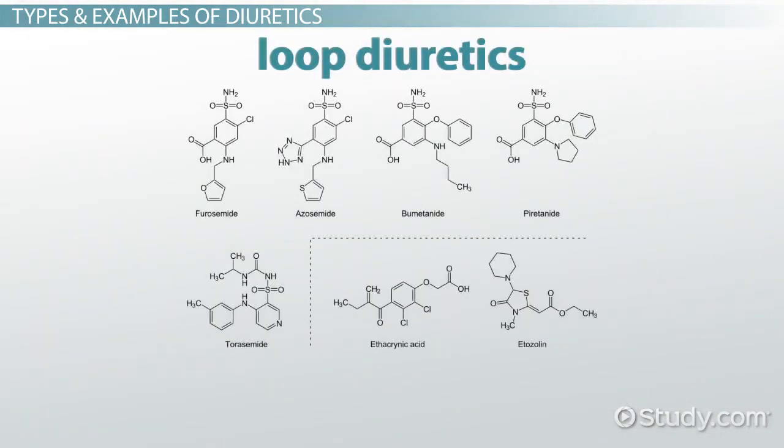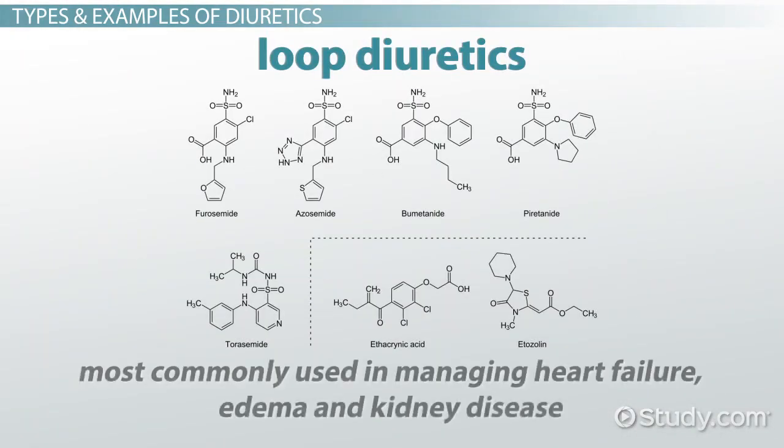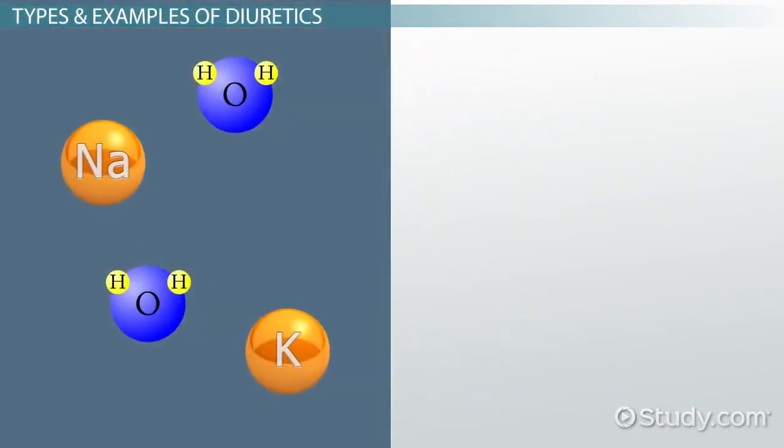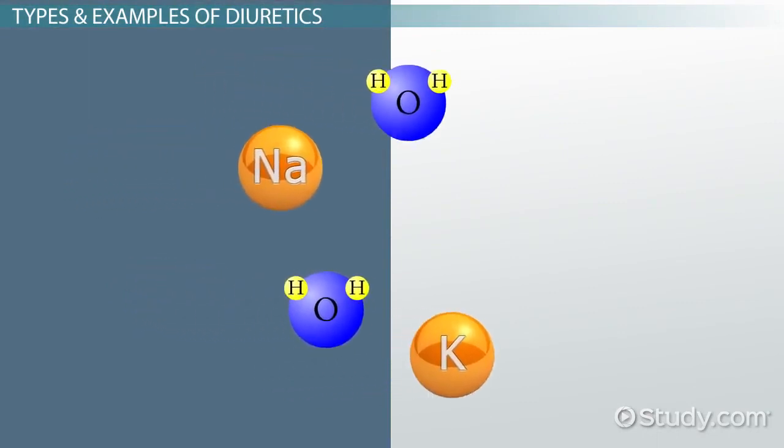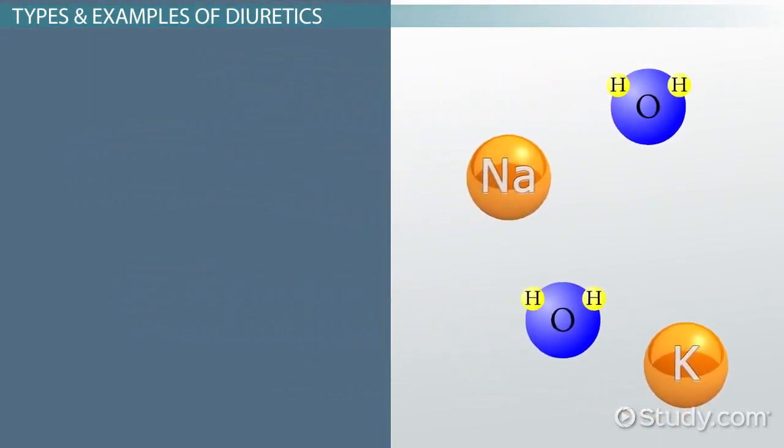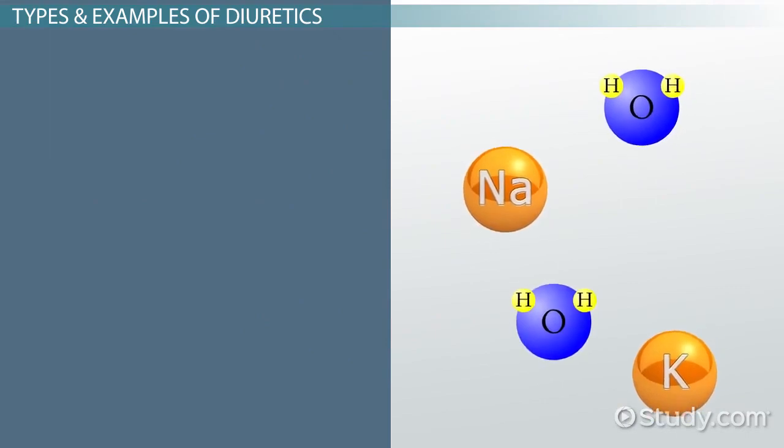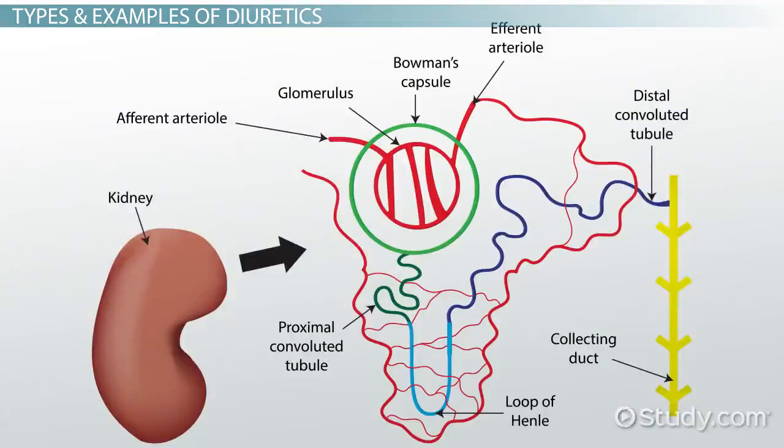2. Loop diuretics. This type of diuretic is most commonly used in managing heart failure, edema, and kidney disease. A loop diuretic acts similarly to a thiazide, prompting sodium, potassium, and therefore water to be excreted in the urine. However, some key differences exist.